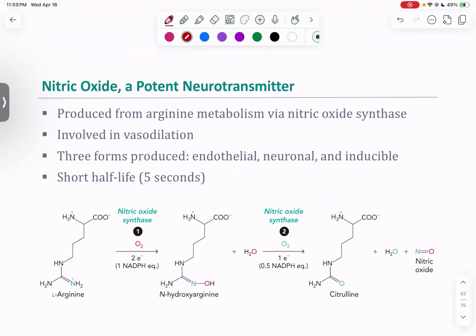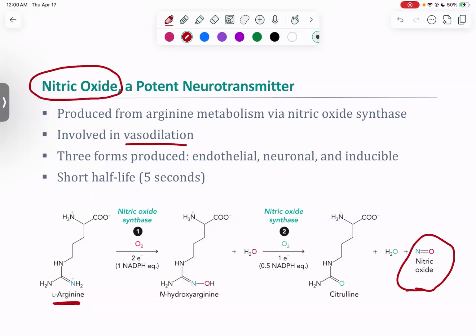All right, so the last one we kind of want to talk about is cell signaling. And so nitric oxide is a very, very potent neurotransmitter. And we derive nitric oxide from arginine, from L-arginine. And remember, all of our amino acids are L's, sugars are D's, right? Okay, so you go through a two-step process with nitric oxide synthase. And you don't have to know all of the intermediates, but I do want you to know that we turn arginine into nitric oxide. And so what does nitric oxide do? It's really involved in vasodilation. And vasodilation is super, super important in controlling a lot of our body's responses.